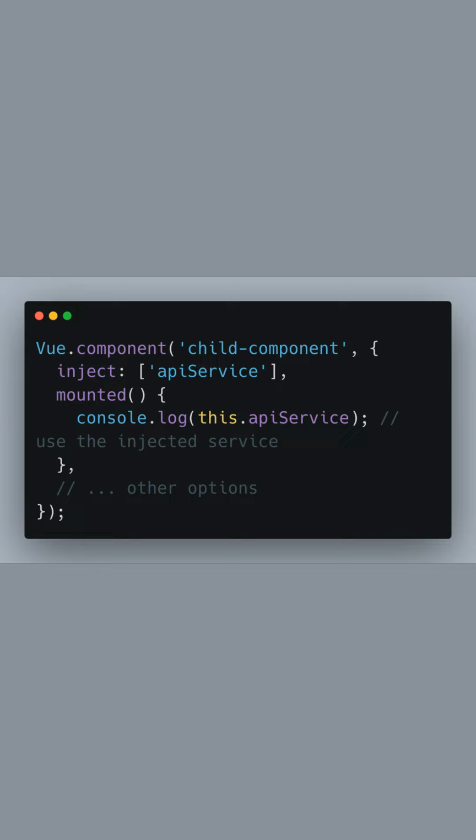Now, let's look at the child component, which declares its dependence on the API service through the Inject option. This component accepts the API service as an injected dependency. Then, in the mounted lifecycle hook, we demonstrate using this service by outputting it to the console.